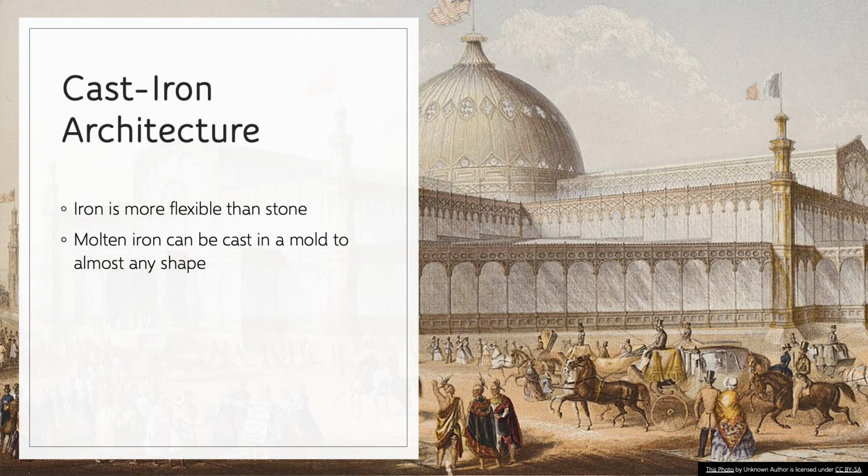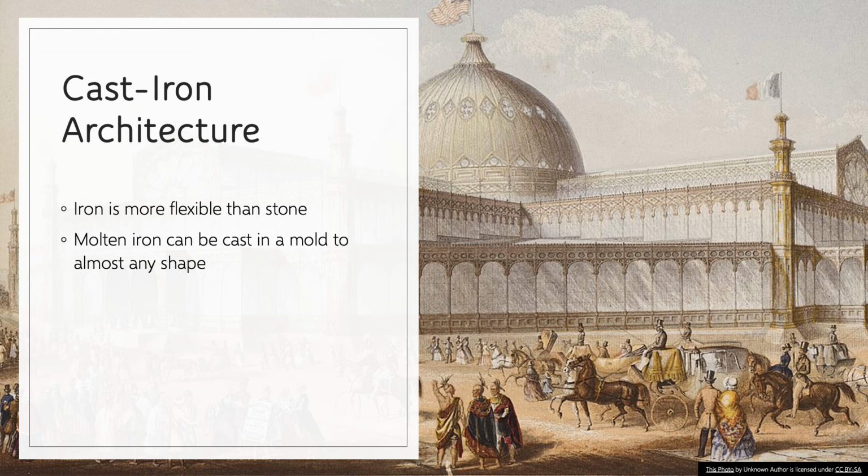Cast iron architecture has been available since the ancient times. Many people have used cast iron because it is more flexible than stone. It can be cast in a mold to almost any shape or size. This is why the Crystal Palace pictured in the background is using cast iron to create the mold over the window and also the dome. And you can also see cast iron being used to what looks to be a flagpole to the right.